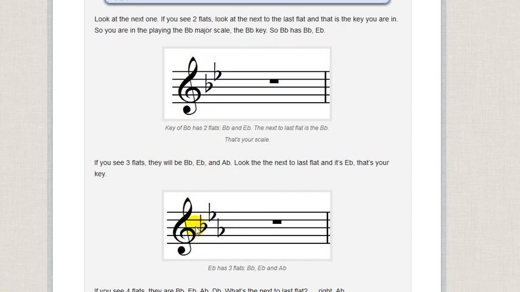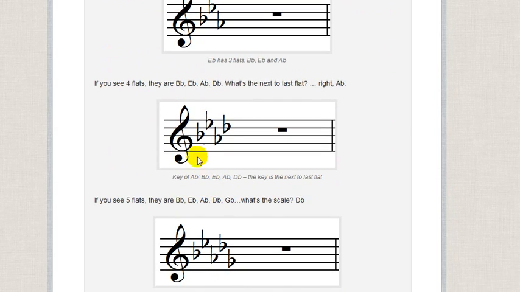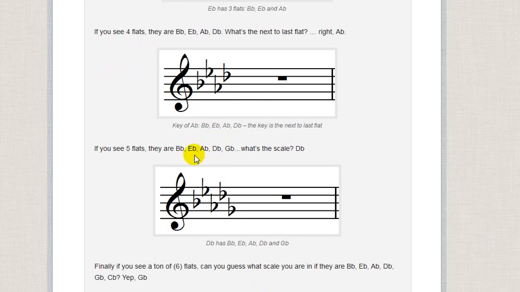If you see three flats, B, E, A, and it's the next to last flat, E flat. So I'm in the key of E flat. Four flats, B, E, A, D. The next second to last flat is A flat, so I'm in A flat. Five flats, B, E, A, D, G. So I'm in D flat, it's the next to last flat.